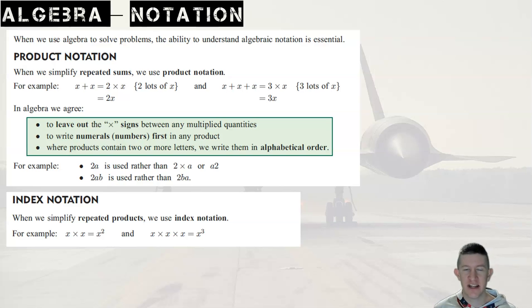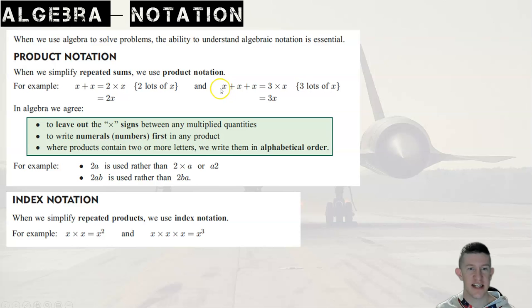Product notation is really just talking about dropping the multiplication symbol when we're talking about algebra. We've kind of hinted at this in the past about maths being lazy, and we like to just avoid anything we don't have to do. So rather than saying 2 times x here, in algebra we just say 2x, and it means the same thing. It means 2 lots of x, 2 times x, however you want to think about it.